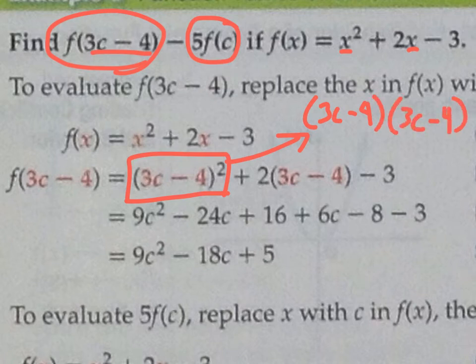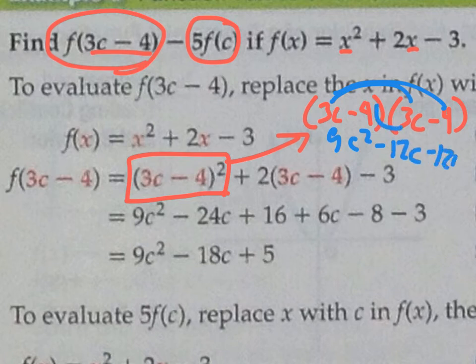And you're going to have to distribute 3c times 3c. Oh, that's 9c squared. 3c times negative 4, that's negative 12c. Then negative 4 times 3c, that's another negative 12c. And negative 4 times negative 4, that's positive 16. And if you combine the negative 12c and the negative 12c, you will get that negative 24c that you see right there.